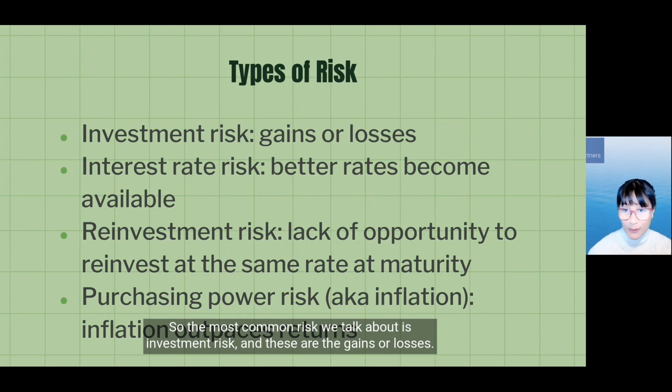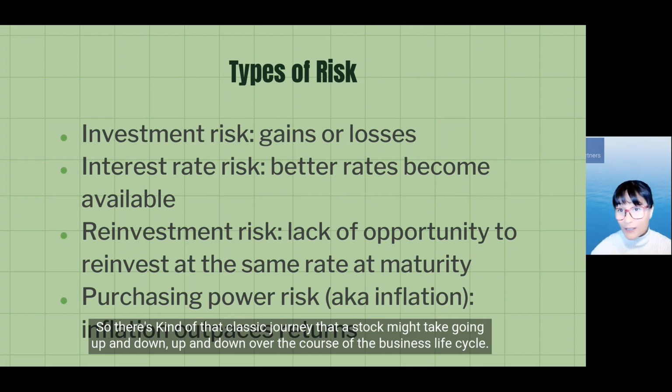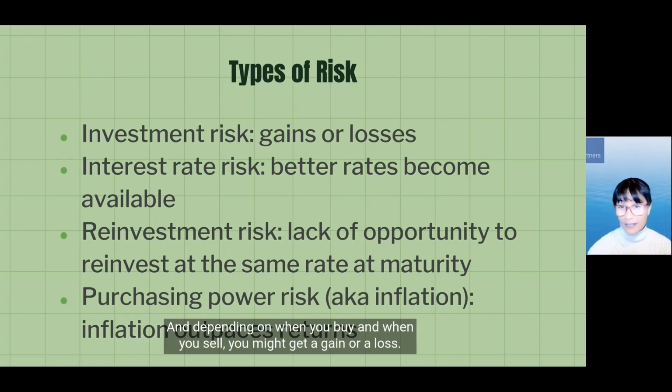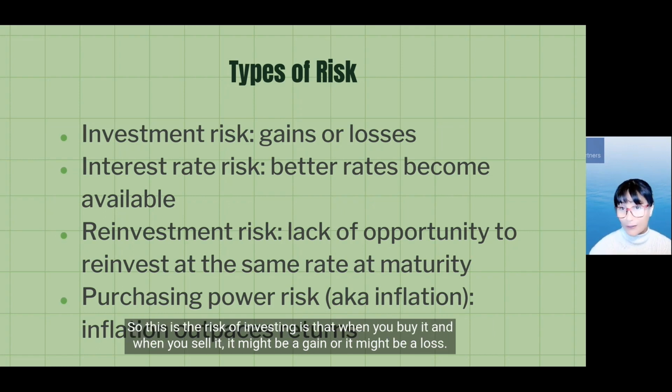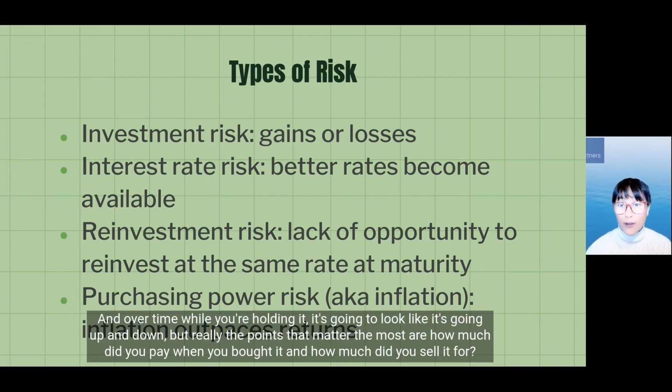So the most common risk we talk about is investment risk, and these are the gains or losses. So there's that classic journey that a stock might take, going up and down over the course of the business life cycle. And depending on when you buy and when you sell, you might get a gain or a loss. So this is the risk of investing, is that when you buy it and when you sell it, it might be a gain or it might be a loss. And over time, while you're holding it, it's going to look like it's going up and down. But really, the points that matter the most are how much did you pay when you bought it and how much did you sell it for?